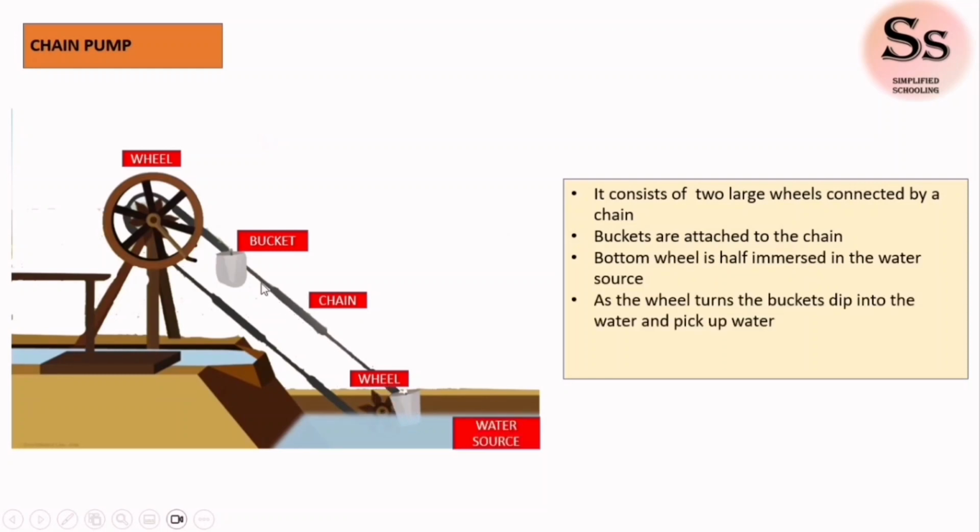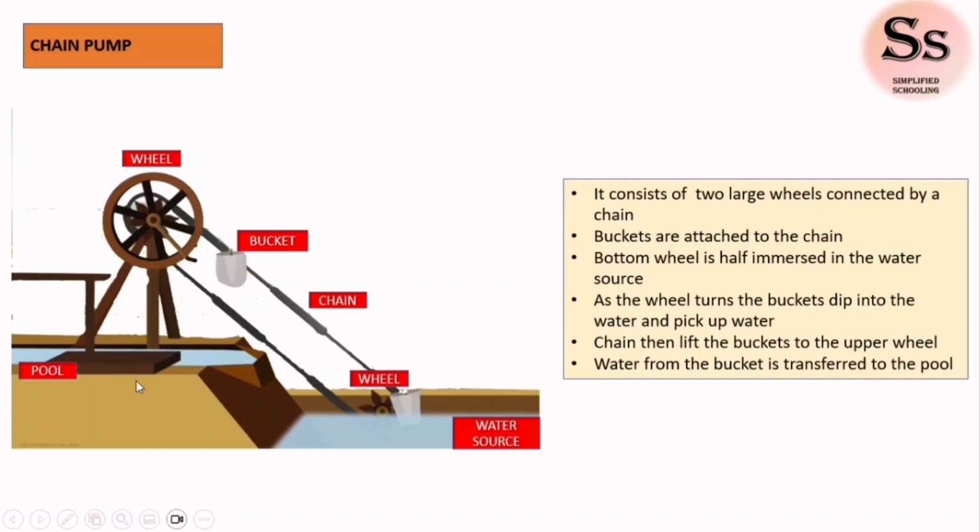The chain then lifts them up to the upper wheel, where the water from the bucket is transferred to the pool. And again from this pool the water is used for irrigation purposes. This method is used to retrieve water from deep trenches, ditches and low irrigation canals.